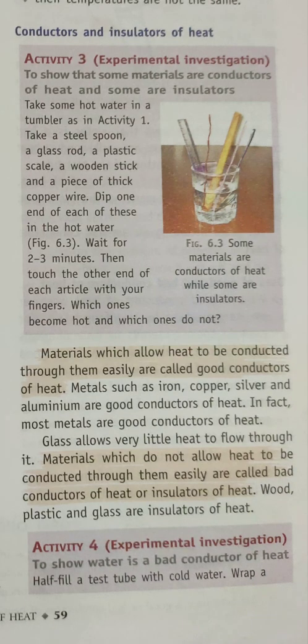Metals such as iron, copper, silver and aluminium are good conductors of heat. In fact, most metals are good conductors of heat. So the best examples of conductors are metals. Glass allows very little heat to flow through it. Glass also does not allow all heat energy to be conducted through it.